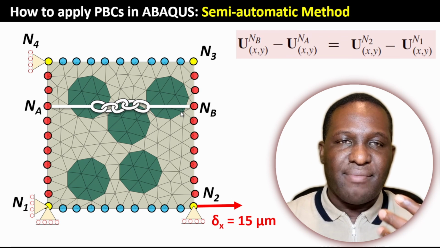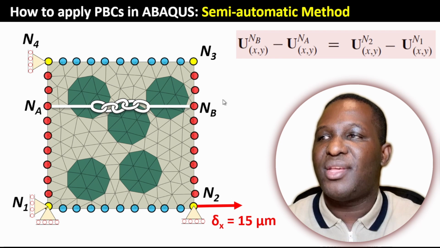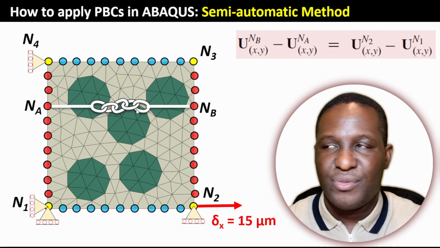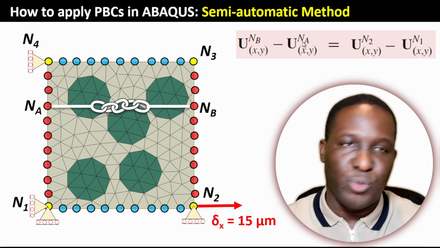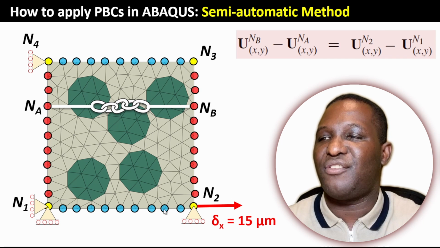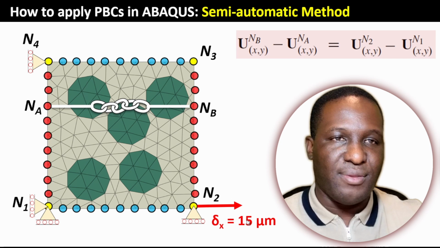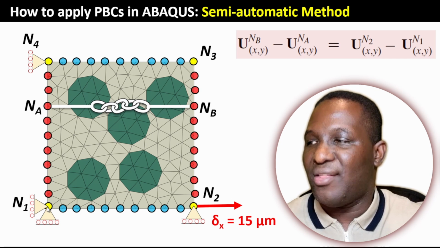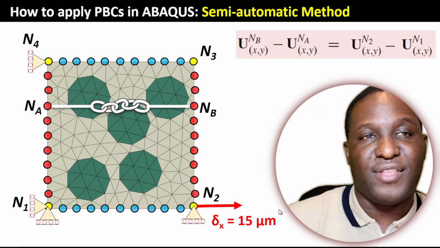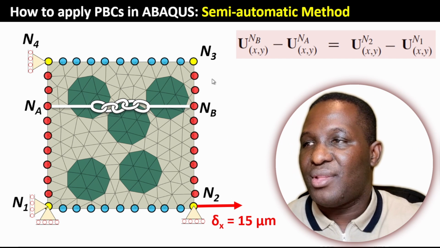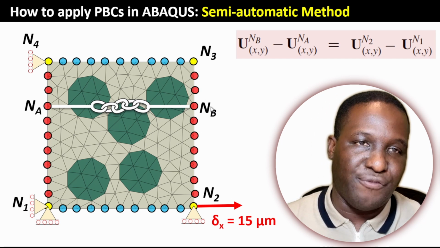Now the deformation we expect says that the deformation of node B minus the deformation of node A should be equal to the deformation of node 2 minus node 1. So in this case, if you're applying a deformation of 15 microns on node 2 and node 1 is fixed the way it is, it's saying that node 2 has to be displaced by 15 microns. And as a result, for periodicity to be applicable, we'll expect this other node B to deform as well.